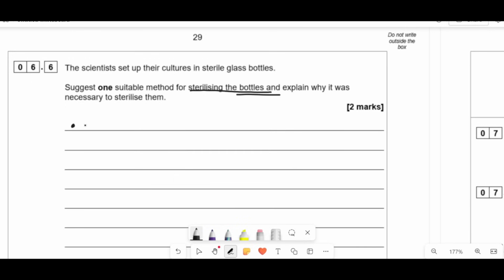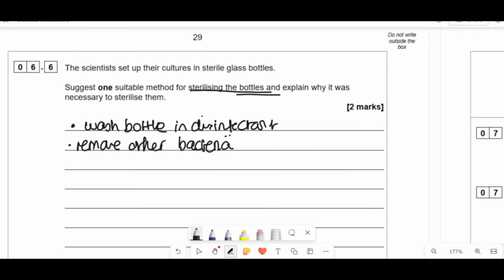So what you could do is, for example, wash the bottle in disinfectant, or you could autoclave it, which is where you heat them really, really hot, or wash them in steam or alcohol or something like that. And the reason is because we need to remove other bacteria, but that's not enough.